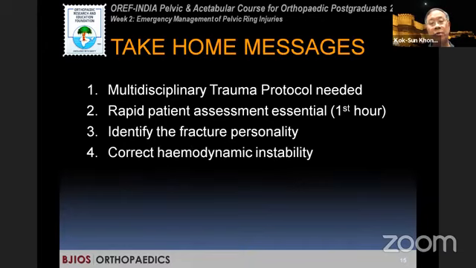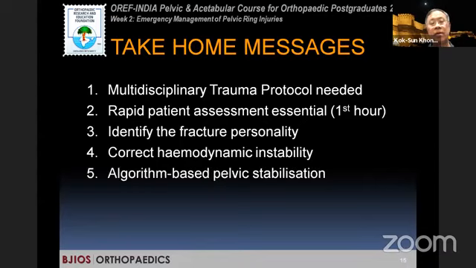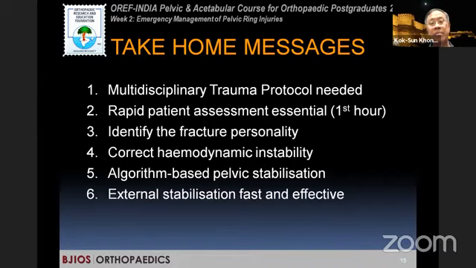Correct the hemodynamic stability as mentioned in the first lecture this evening. Then always have some sort of algorithm so that everyone understands what is the next step, and you can modify them or cement them as a guideline for your center. And external stabilization can be fast and effective, and you should do this as often as you can. Everyone is scared of the C-clamp, but I find the C-clamp is so fast. Sometimes my registrar has done it before I arrive.